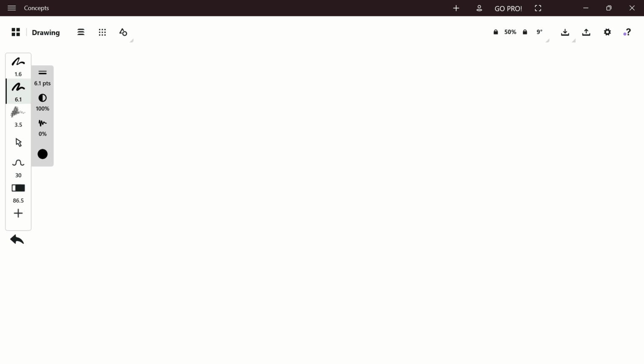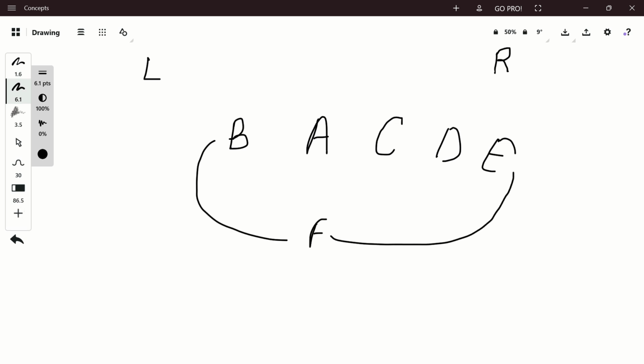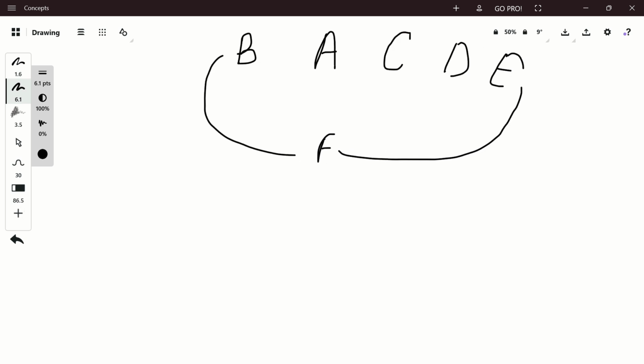A is to the right of B, but left of C. Let's mark right and left according to us. So this is the left side and this is the right side. Now, A is sitting to the right of B, but to the left of C. D is sitting to the right of C, but to the left of E. F is between B and E, completing the circle. So F is somewhere around here. Now, writing these in the form of a proper circle, we have B, A, C, D, E, and F.